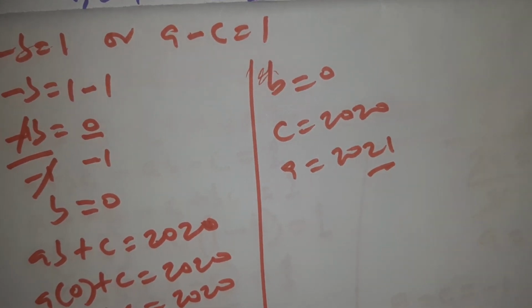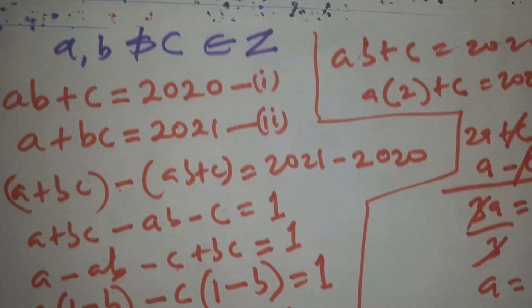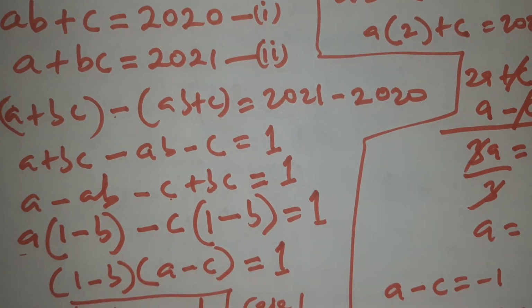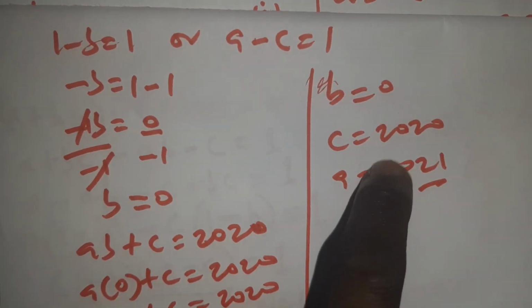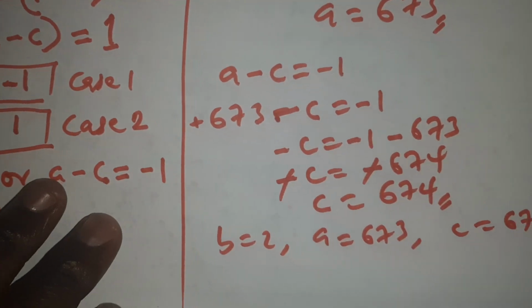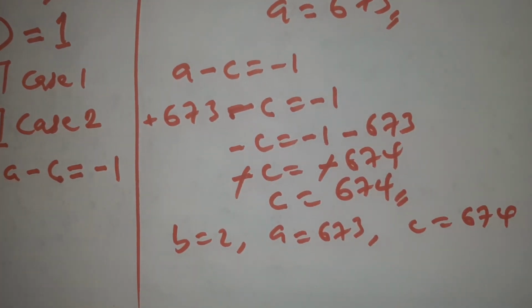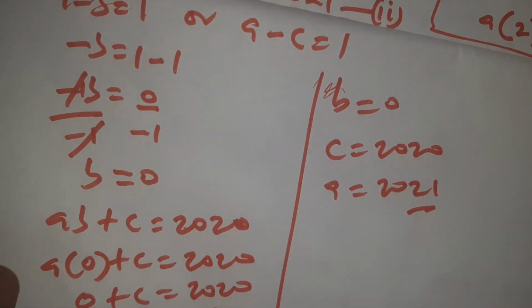So whichever case you want. In case 1, we have values that make the two equations true. And in case 2, these values also make the two equations true. And for case 1, the values are B equals 2, A equals 673, and C equals 674. So that's it for the question. Very simple.